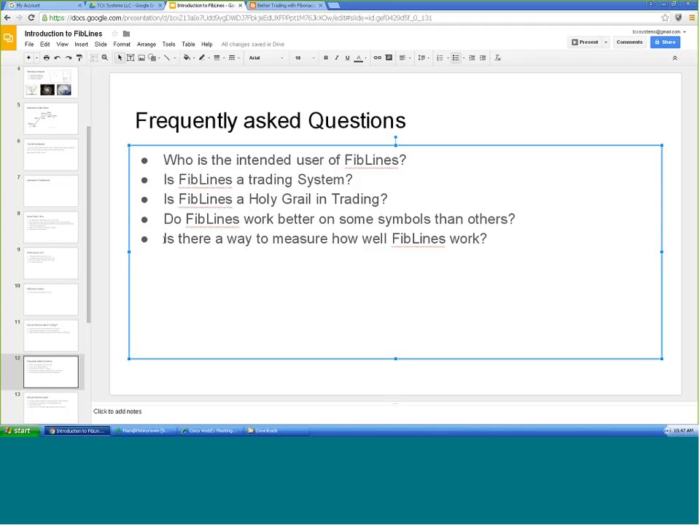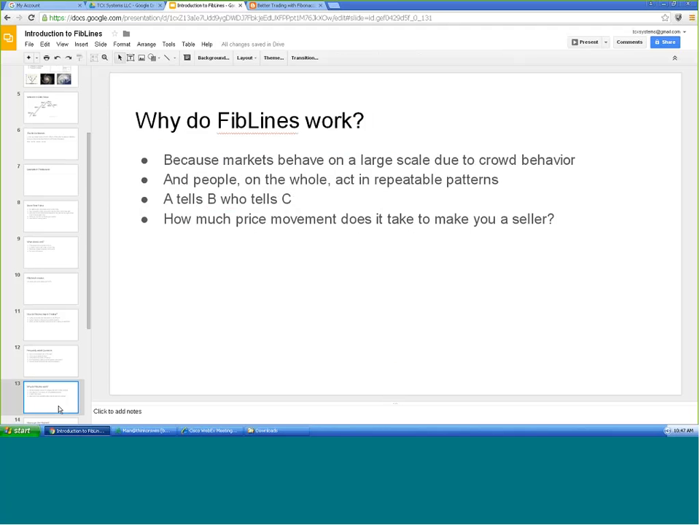Do FibLines work better on some symbols than others? I would say yes. I would say they work better on stocks that are kind of fresh out of the gate, brand new IPOs like Facebook, where you have a bunch of participants coming in for the first time. I don't think they work as well on symbols that have been out there for a long time, with people buying and selling, coming and going. But it is interesting to find that they do seem to work well on indexes that are a combination of a lot of stocks, and they do seem to work across a variety of markets. It's pretty interesting.